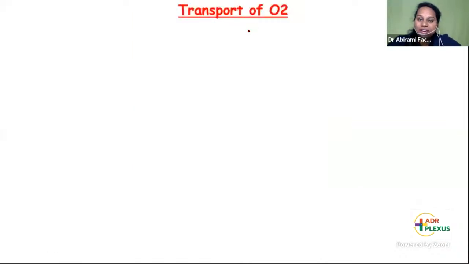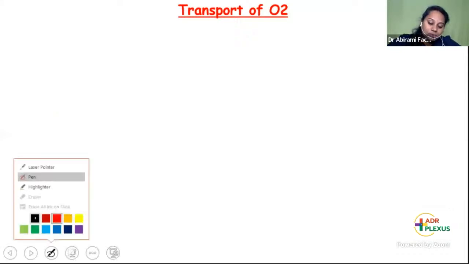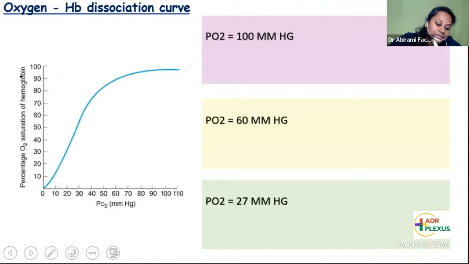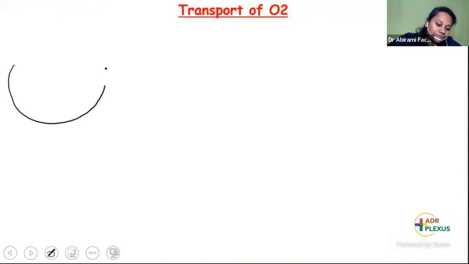Abirami, your physiology faculty. Before learning about the oxygen hemoglobin dissociation curve, you should understand some basic facts about how oxygen is transported in our body. So let's see how oxygen is handled by the body. Let's take this as an alveoli and this as a blood vessel.